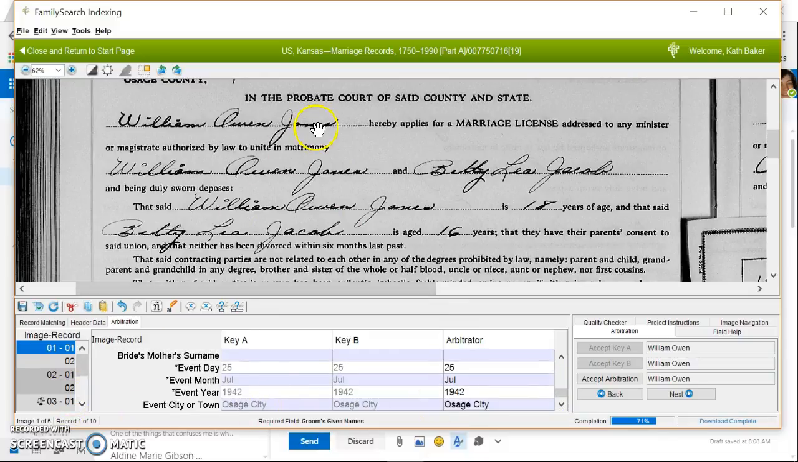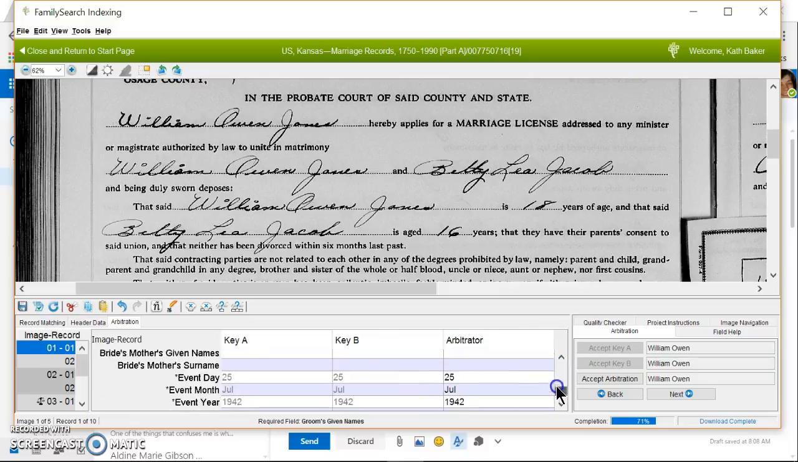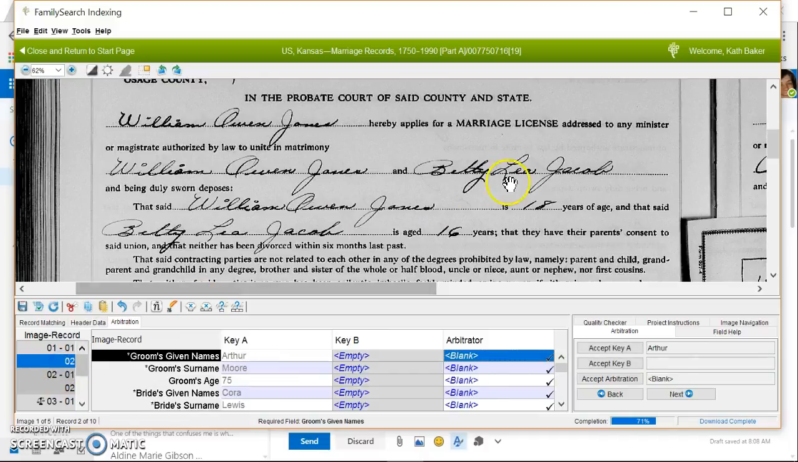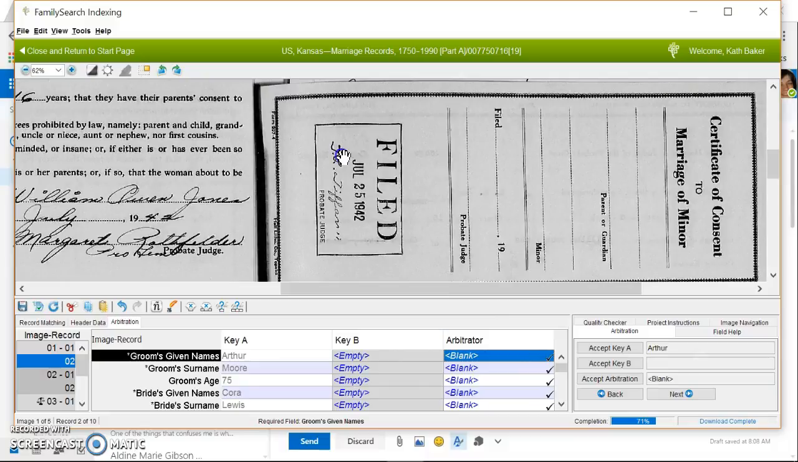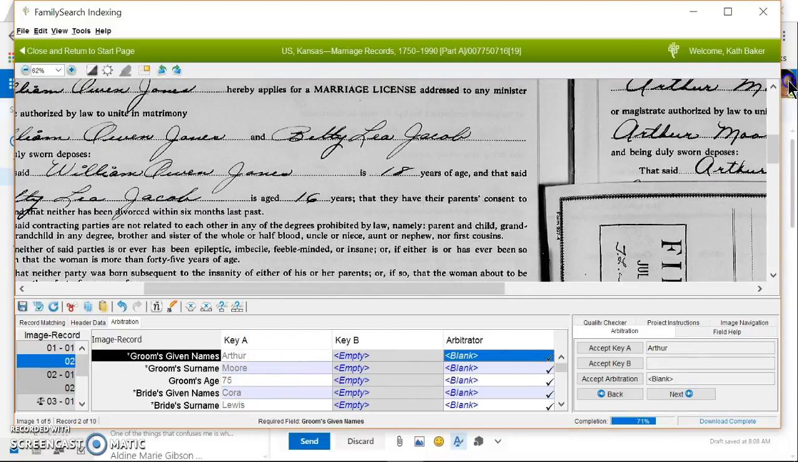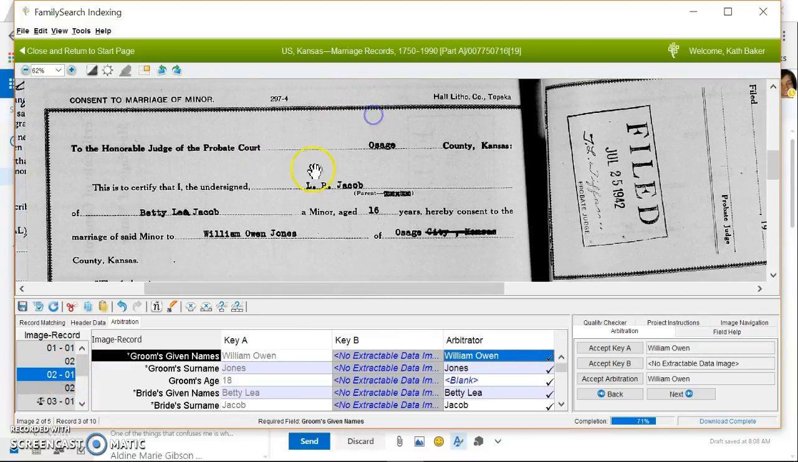When I'm arbitrating, I make sure I look at everything on the first couple of images because both indexers may have done it incorrectly. And the arbitrator wants to be sure that it is correct. So this one is blank. The first individual, key A, has tried to read behind, which we know is incorrect because we've seen that that's in there. Now we just want to be concerned with this smaller document.